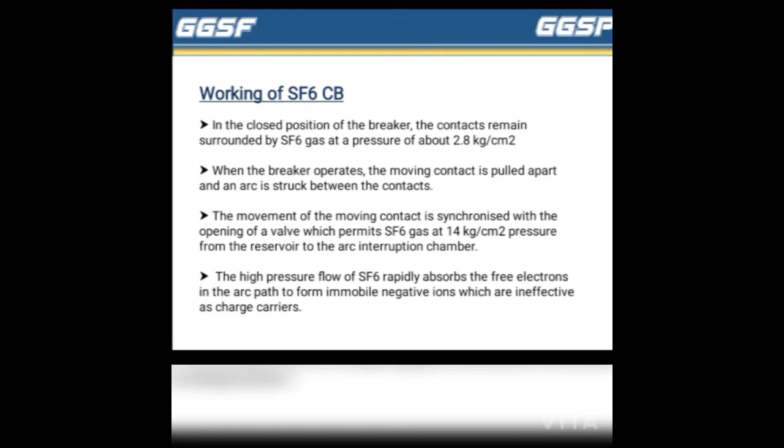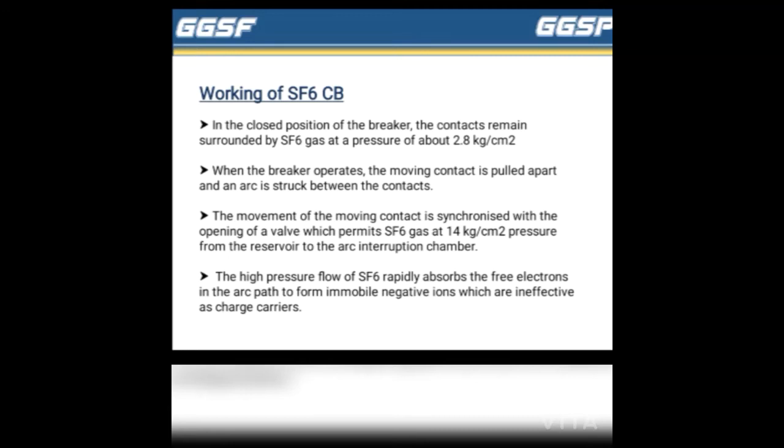Types of SF6 circuit breaker: non-puffer piston circuit breaker, single puffer piston circuit breaker, double puffer piston circuit breaker. Working of SF6 circuit breaker: in the closed position of the breaker, the contacts remain surrounded by SF6 gas at a pressure of about 2.8 kg per centimeter square.